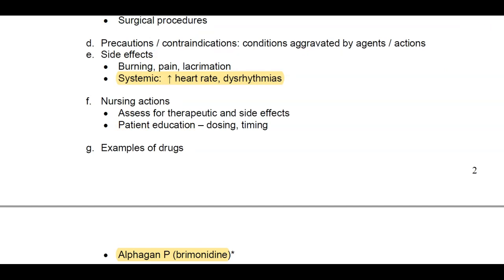Nursing action includes the same thing: assessing for therapeutic and side effects, and patient education about dosing and timing. An example of drugs under the sympathomimetic agents is Alphagan P or brimonidine. So Alphagan P or brimonidine is a sympathomimetic agent used for glaucoma.